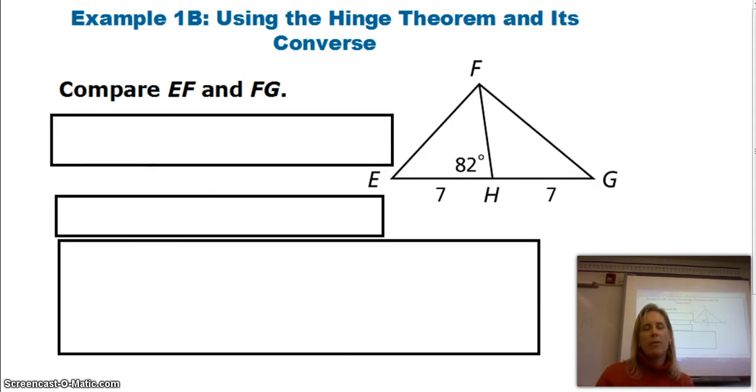Let's compare EF and FG. When you don't see the little segment symbol on top, what are we finding here? What does EF represent? The length. The actual measurement of the length, right? So EF out here and FG. So what do we know that is useful to us? FH equals FH.